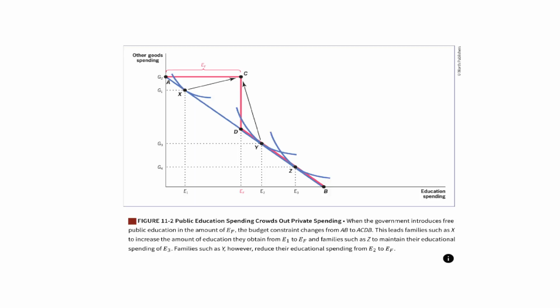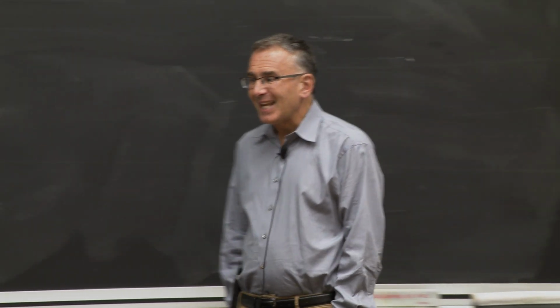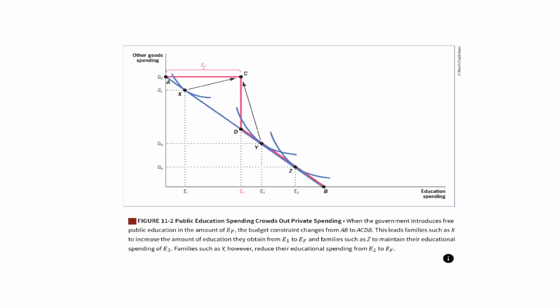For person Z, nothing's changed. The public schooling level is so much lower than their desired level of education that they're not interested. Person Y is the interesting case, and what is particularly notable about person Y? What's notable about person Y is that their indifference curve that's tangent to the original private budget constraint passes through the vertical segment from C to D. What does that mean? That means that graphically they are better off at point C than they are at their current choice. So they will move from their current choice of E sub 2 to E sub F.